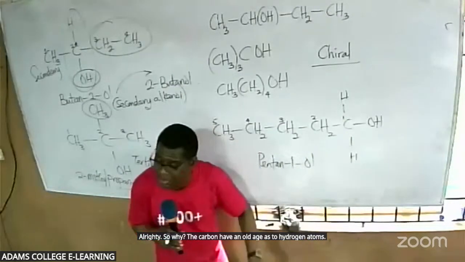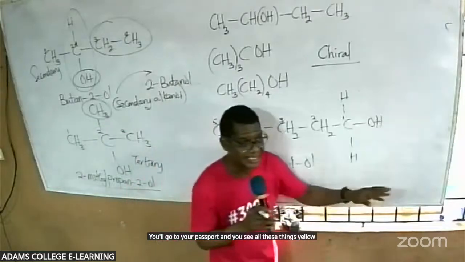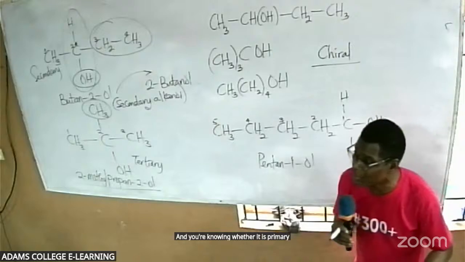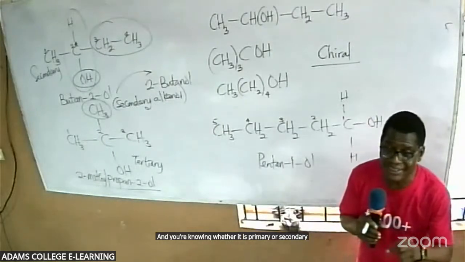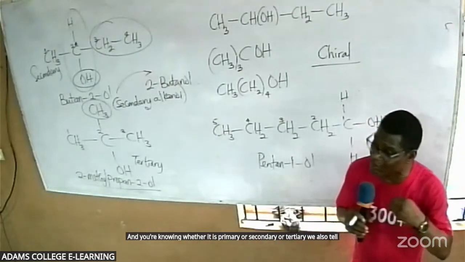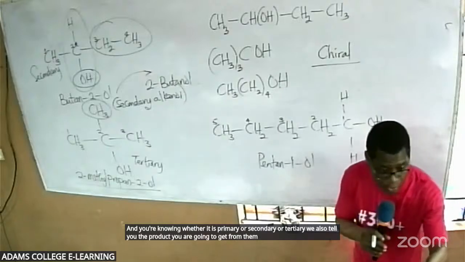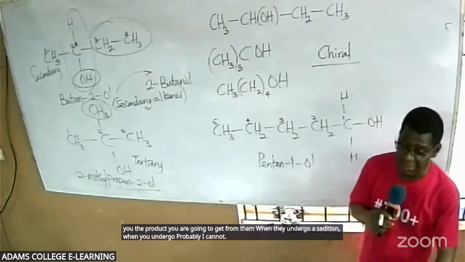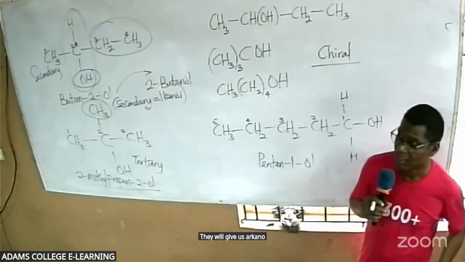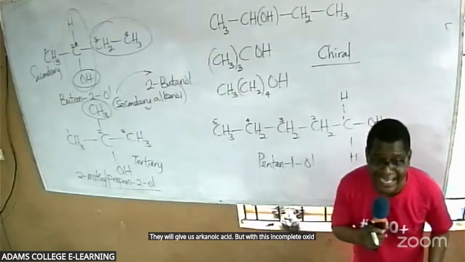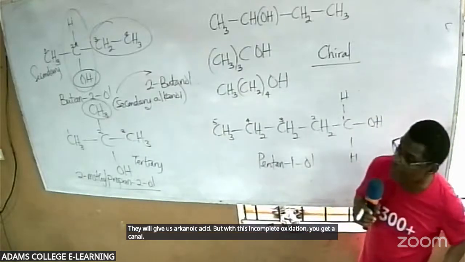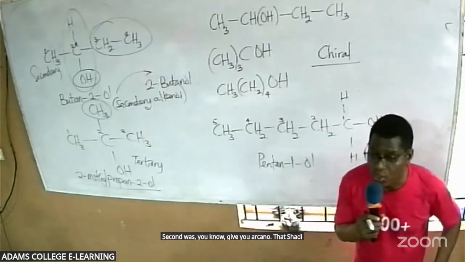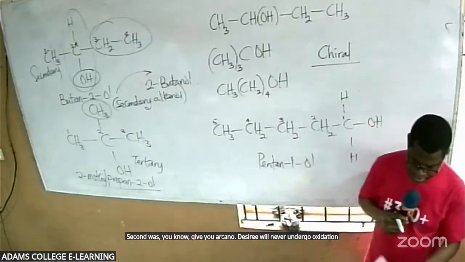You go to your past notes and see all these things here: primary, secondary, tertiary. Knowing whether it is primary, secondary or tertiary will also tell you the product you are going to get when they undergo oxidation. Primary alkanol will give us alkanoic acid, but if it is incomplete oxidation, you get alkanal. Secondary gives you alkanone. Tertiary will never undergo oxidation. You'll learn more later.